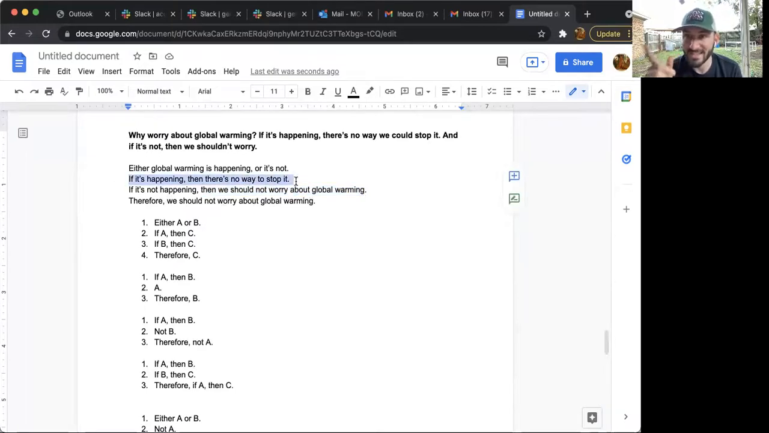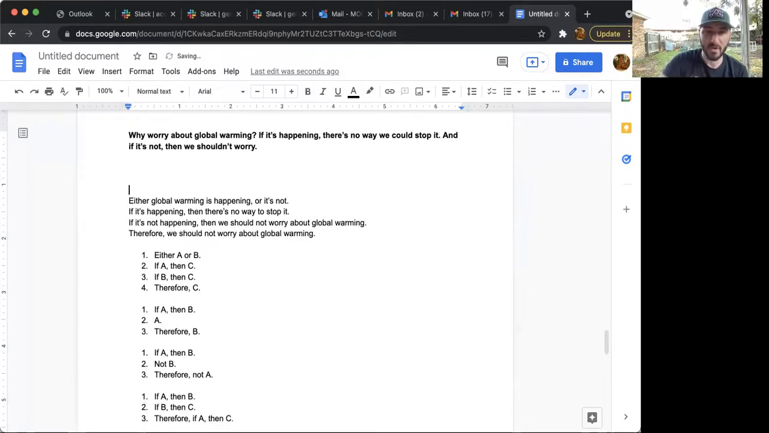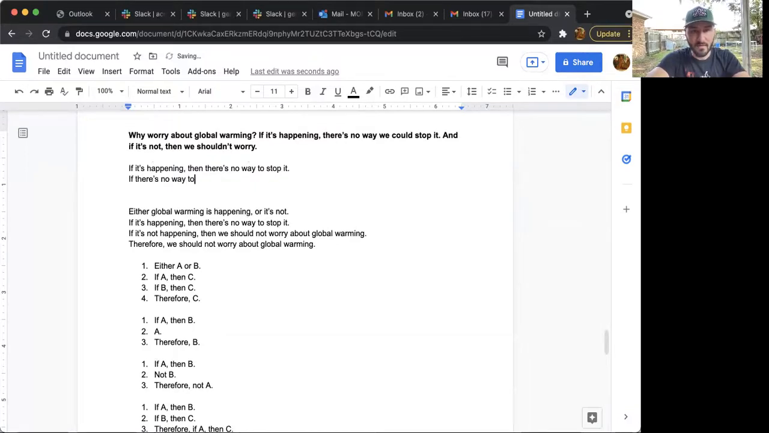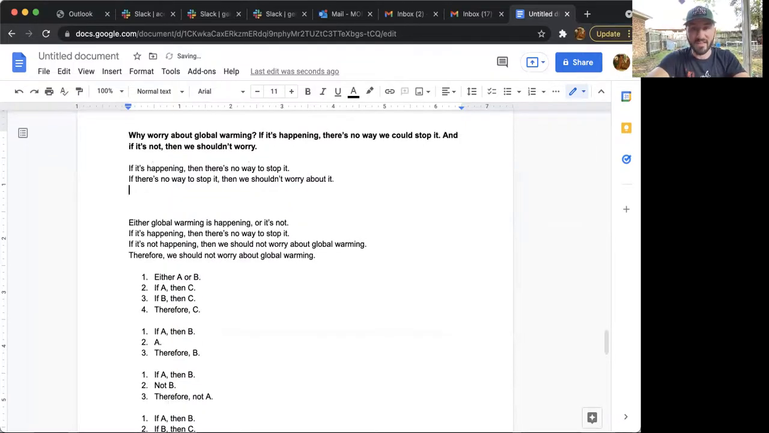So again, I think there's an implicit thing happening. Let's not depart from the actual valid pattern. We'll say what's actually happening is the person is, again, not stating some part of their reasoning. They're arguing if global warming is happening, then there's no way to stop it. And if there's no way to stop it, then we shouldn't worry about it. And then they conclude, so if it's happening, then we shouldn't worry about it.